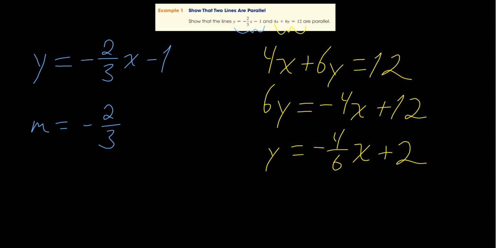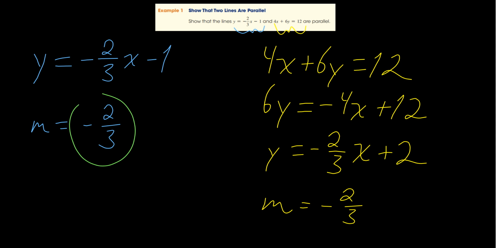So I've got y is equal to, and let's just go ahead and write it there. I'm going to erase this, because hopefully we can agree that negative 4/6 is the same thing as negative 2/3. Negative 2/3, and then I can say the slope of this line is negative 2/3. And then we see that we have the same slope for both of them, and therefore we have shown that these two lines are indeed parallel.